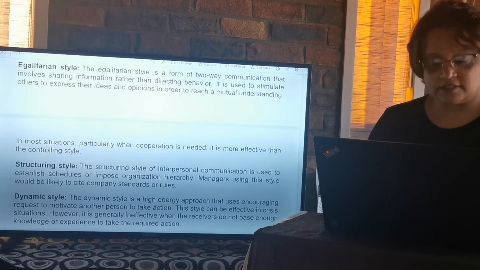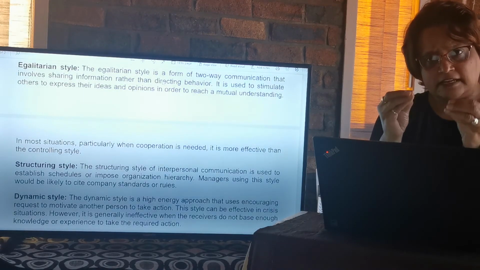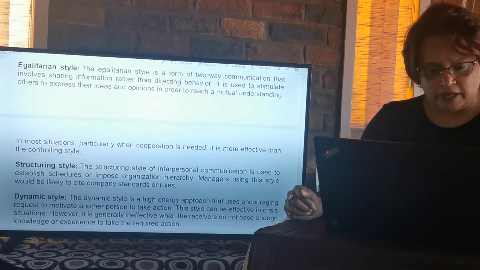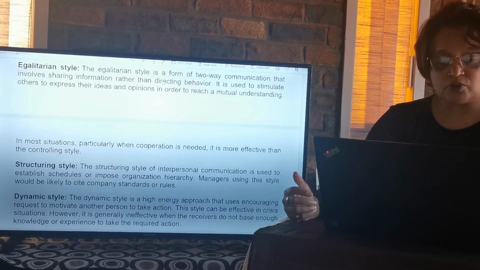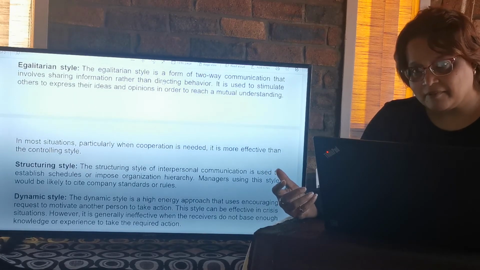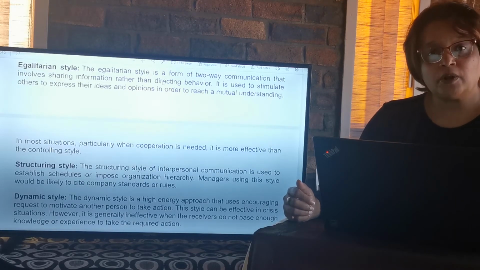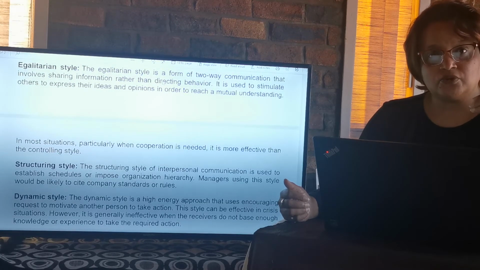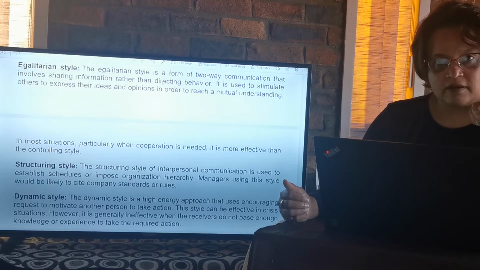Then we have structuring style. Now the word already tells you certain formats, regulations, rules need to be followed. So when you have the structuring style of interpersonal communication, it is used to establish schedules. That's rules. That's a timetable. Or impose organization hierarchy. Who reports to who? So I can't tell you what to do. I can perhaps inform you what the scenario is.